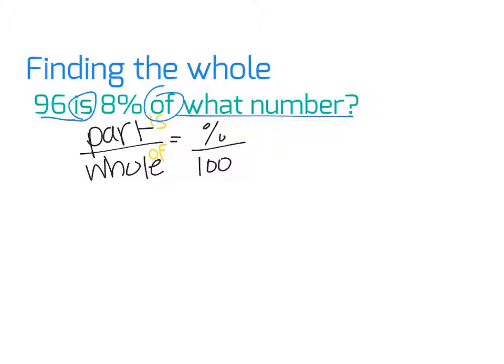96 is 8% of the number. So if I wanted to set up my proportion, I would do 96 over x is going to be equal to 8 over 100, because this 8% as a fraction is going to be 8 over 100.